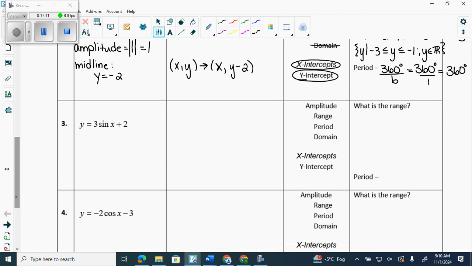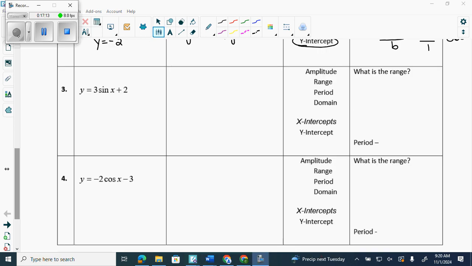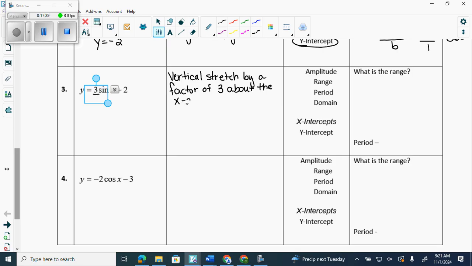Try 3 and 4. So, what does the 3 do? Don't all speak at once. What is it? Yeah. Vertical stretch by a factor of what? A factor of 3 about the x-axis. So I know from my mapping, I'm going to have x, y become x, 3y.